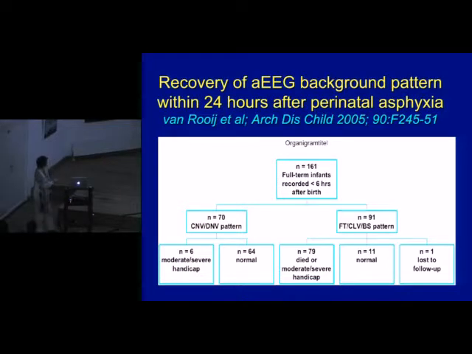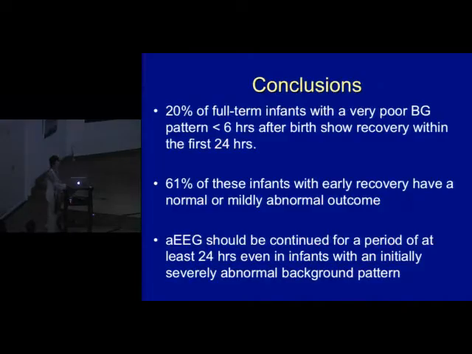So what happens to those babies who start off with a really depressed background pattern, that is to say burst suppression, flat trace, continuous low voltage within 6 hours after birth? We already know that a lot of these babies will die or have a moderate to severe handicap, and they're not cooled, but quite a few recover. And what happens to the babies who recover within these 24 hours? You see that 20% of those babies do recover, and of those 20%, around 60% do quite normal at follow-up. And so we have to continue monitoring these babies to see how the background pattern evolves over time.